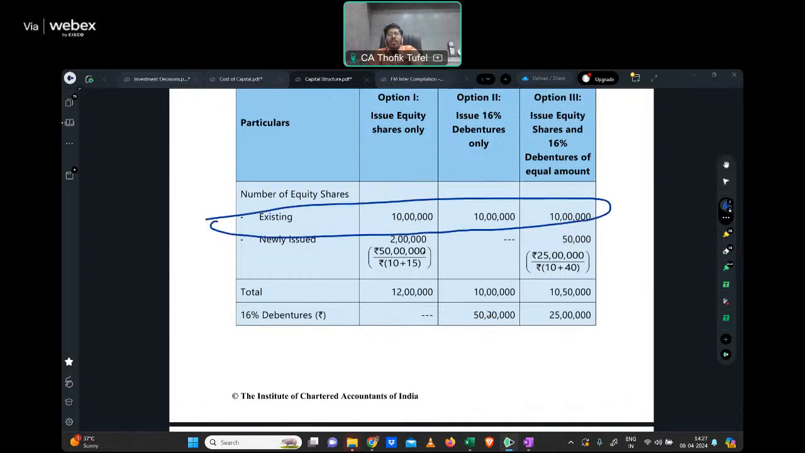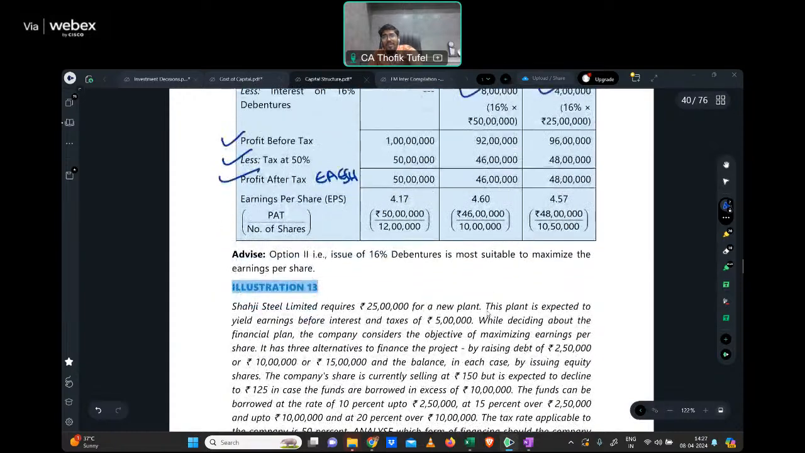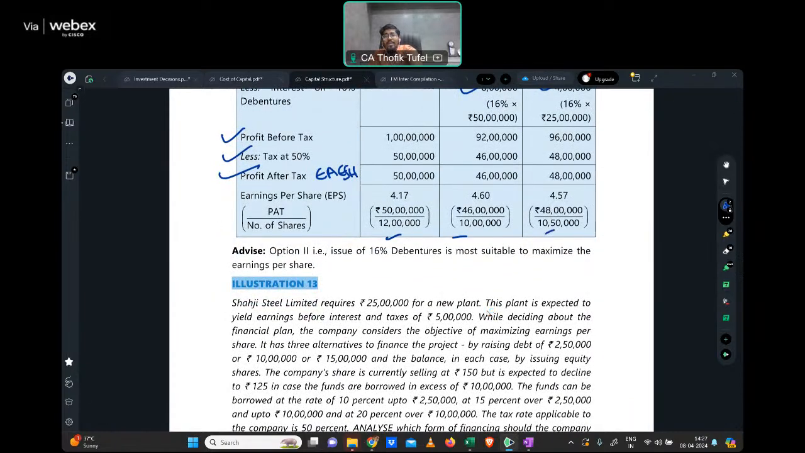Now, how much is the new issue? In the first case, 50 lakh is the new issue issued at 25, so 2 lakh is the new issue. So total, I am having 12 lakh shares. Here, no equity is issued, so I'm having only 10 lakh shares. Here, 25 lakh for equity, but it is issued at 50 rupees, so only 50,000 equity shares, so 10 lakh 50,000. So these are my number of equity shares. Earnings available to equity shareholders divided by number of equity shares will give my EPS. So this profit divided by 12 lakh, 10 lakh, 10 lakh 50,000, you are going to get EPS.